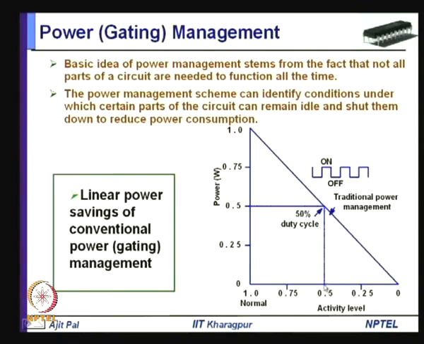If the activity level is 0.5%, there is a power saving of 50%. So, the reduction in power dissipation takes place linearly depending on the activity level. So, depending on the performance required, you can control the duty cycle of power gating and reduce power dissipation.